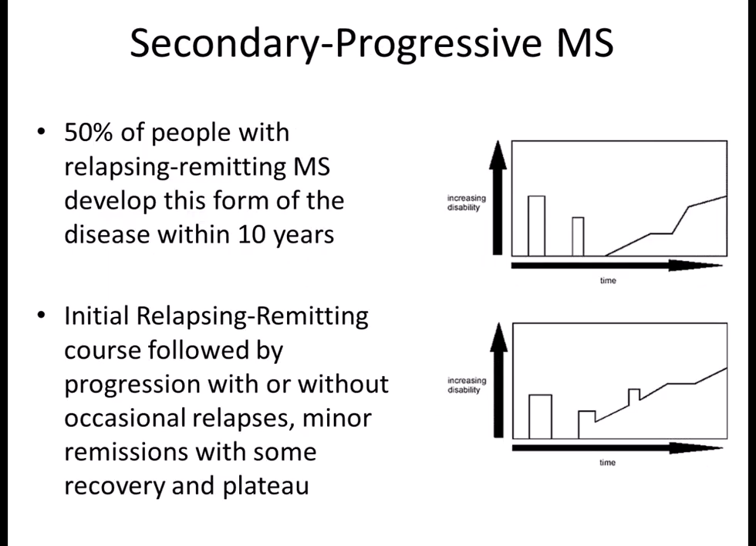The next category, or I like to think of it as the next stage, is secondary progressive MS. The majority of people start out with relapsing remitting, but 50% of the people will develop secondary progressive MS within about 10 years. Okay, what this is is relapsing remitting and then progression over time. And the best way to see it is if you look at the charts on the right-hand side of the slide. So increasing disability again on the y-axis, over time on the x-axis.